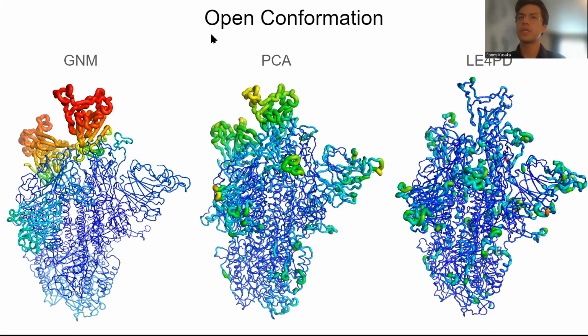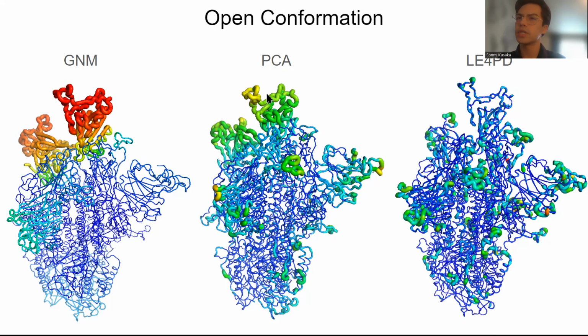Here's the open conformation. This is the conformation that actually binds to the human ACE2 receptor. As we can see, the GNM shows a very, very flexible monomer right here, and this is the one that binds to the human receptor. PCA doesn't predict quite the same thing, but it predicts all of the same general areas as the GNM. And the LE4PD, once again, is the most detailed of the three.